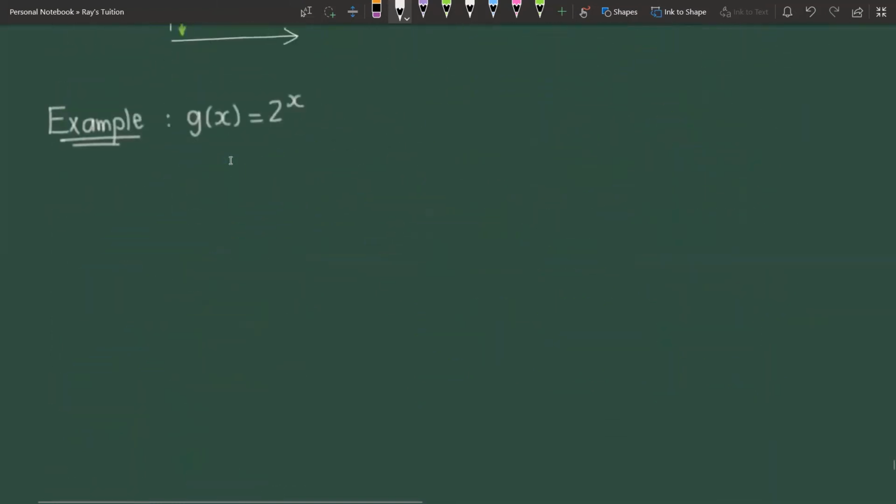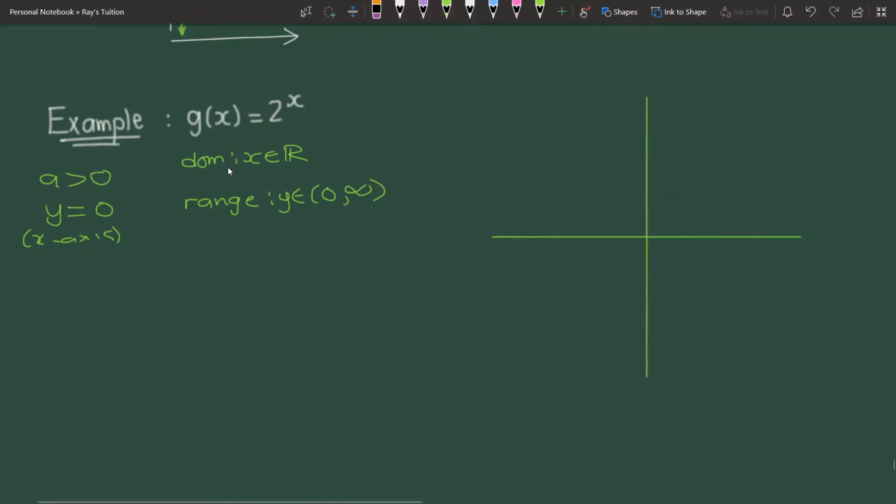So let us have an example of this: y is equal to 2 to the power of x. Let's first talk about its properties. This graph has a positive a, so it's got that positive shape. Its asymptote is y is equal to q, its domain is x is an element of r, and the q value is 0 in this case. So it's y is equal to 0, the x-axis. The range is y is an element from 0 to infinity because of the positive shape. If you do not know how to get this, please watch our previous video on the exponential graph and its properties. It's very important for you to know that.